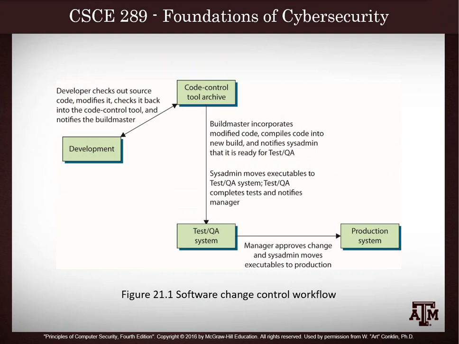So look through these. The developer checks out source code. By that, it means checks it out of some kind of library, modifies it, checks it back, notifies the build master. There's a certain checking that goes on, testing and QA. I don't know the current systems being used. I know what systems I used to use when I did this for a living. I'm sure they've all been replaced.